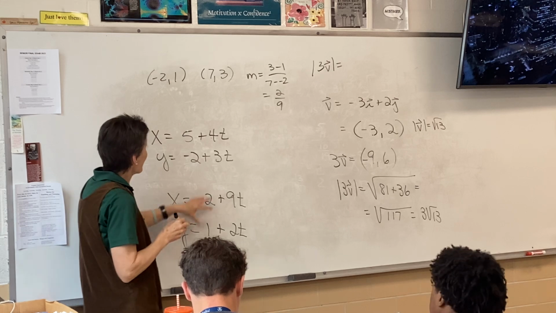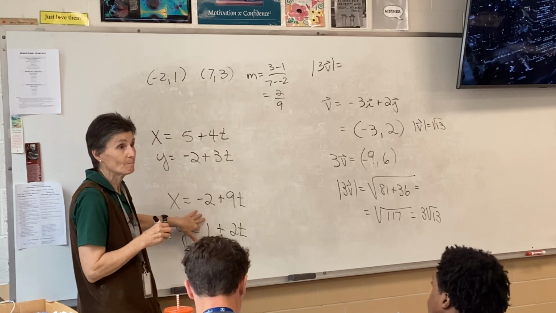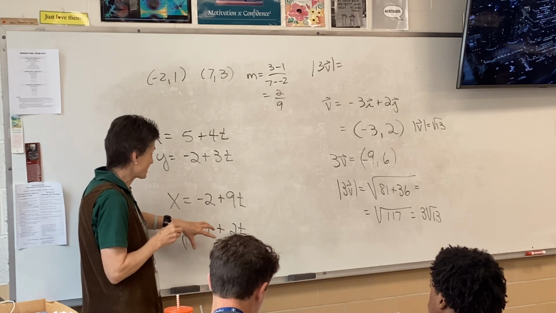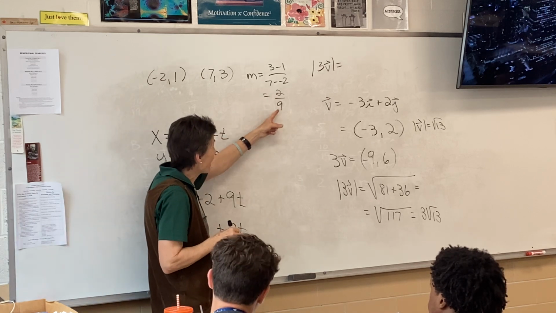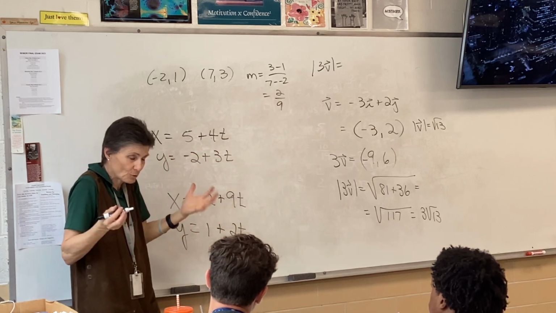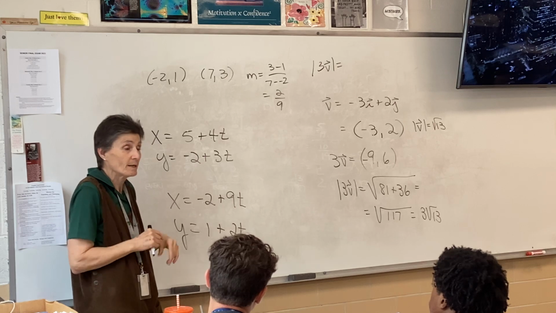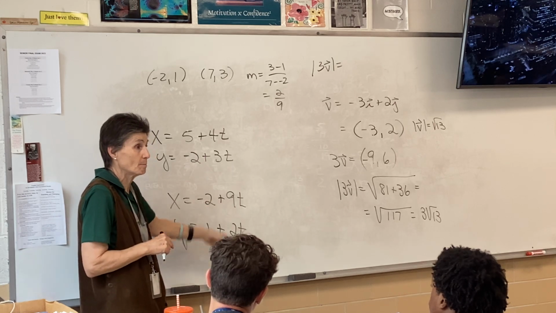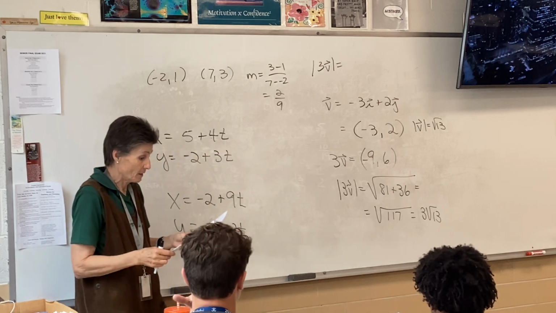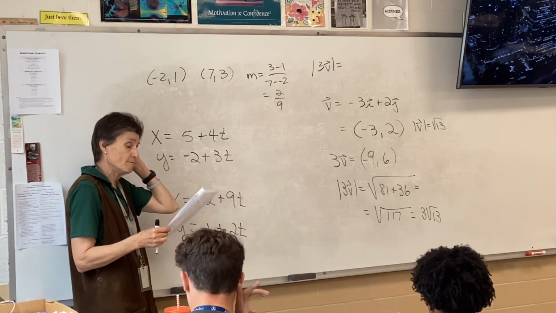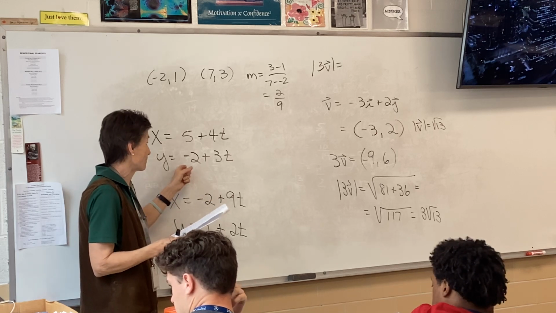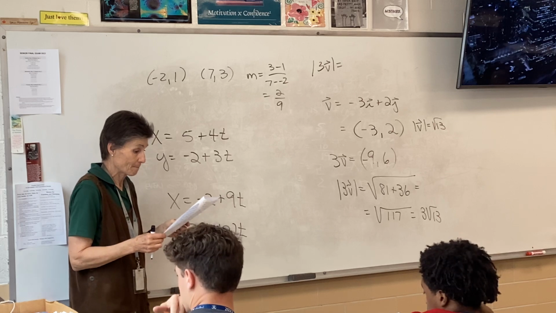Now, could I have used my other point here? Absolutely. Could I have used 4/18 for my slope instead of 2/9? Absolutely. Now, why would you do that? I don't know, but you could, right? Because the ratio there is what's important. So there they are. They're the parametric equations of the line. Very simple problem, but you do have to remember to keep it simple.